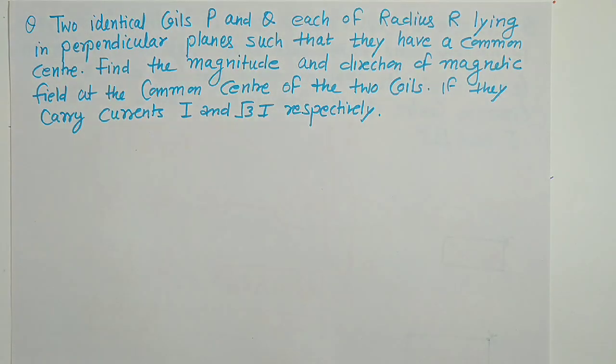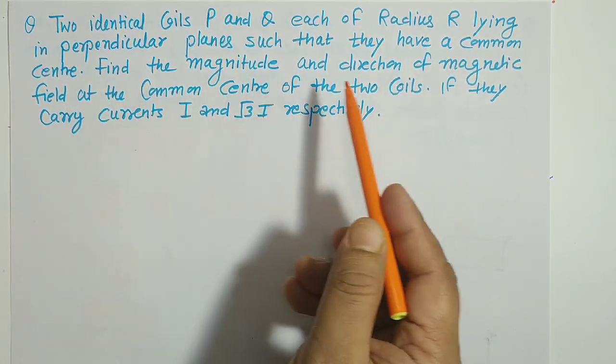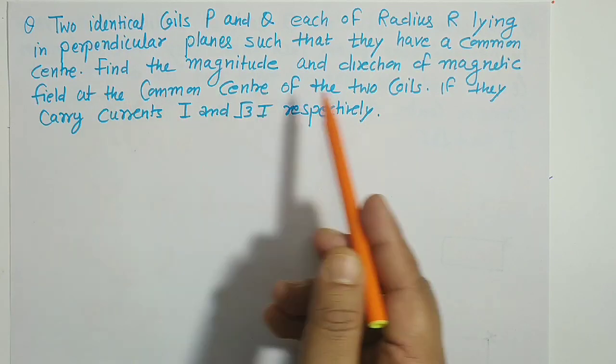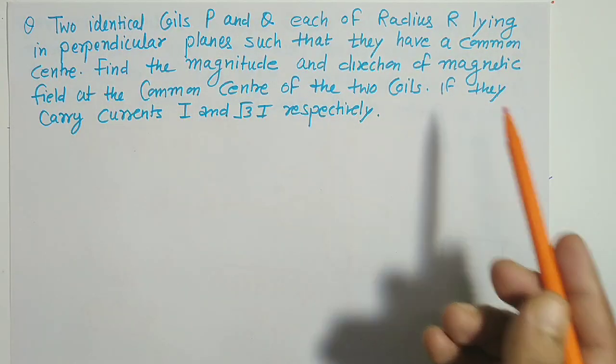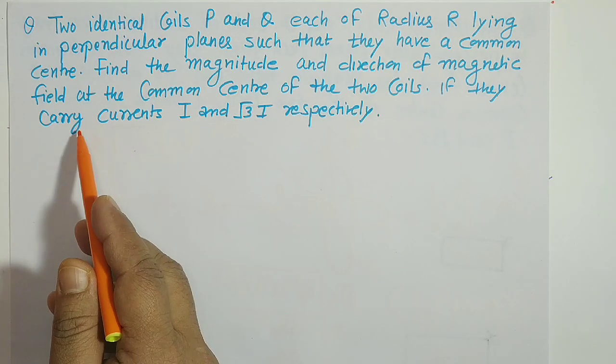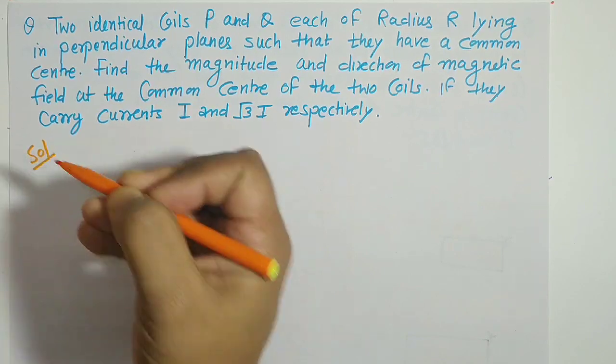Two identical coils P and Q, each of radius R, are lying in perpendicular planes such that they have a common center. Find the magnitude and direction of the field at the common center of the two coils, given that they carry the currents I and root 3 I respectively. So how are we going to find the solution?